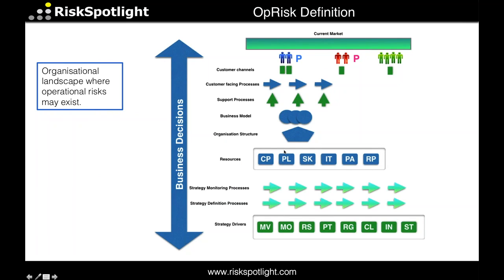Okay, so this gives a very high-level landscape of a typical organization, and if you were going into a risk identification workshop, then that's where this diagram can help. It shows you that the operational risks you need to identify and manage are more than just what is implied in the Basel definition around people, process, and systems.